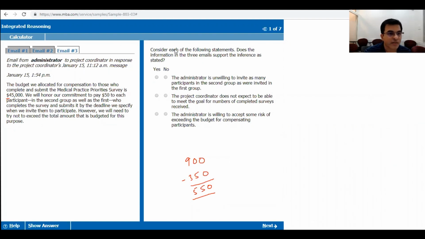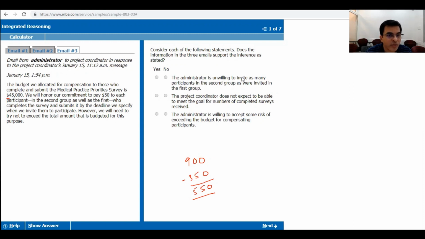They're asking us, consider each of the following statements. Does the information in the three emails that we read support the inference as stated? Which means clearly the three statements are playing the role of an inference. We have to answer yes or no, which means can we draw such an inference or can we not? That's what we have to do on this question. Let's read the first statement.